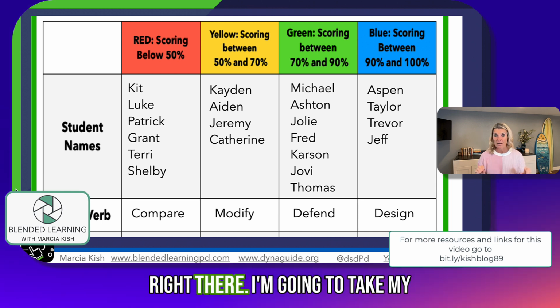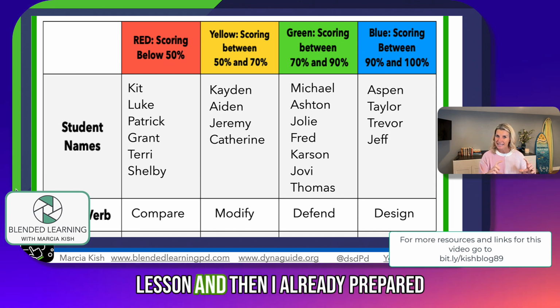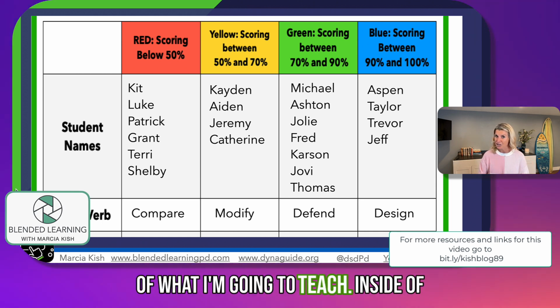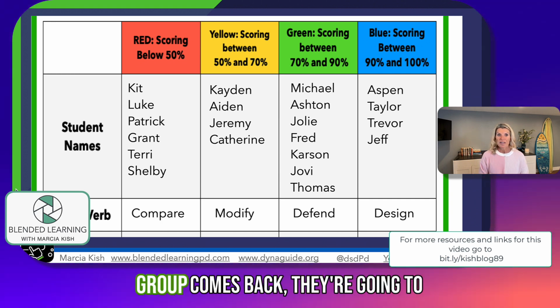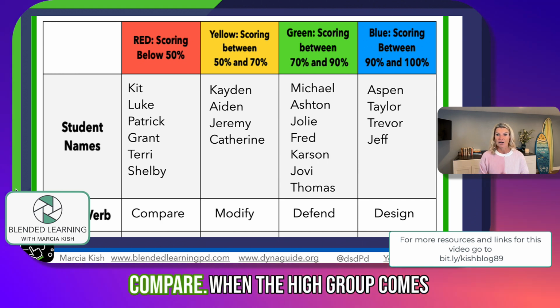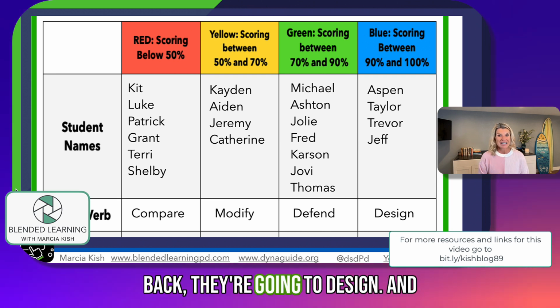Now, I can stop right there. I'm going to take my lesson that I already prepared of what I'm going to teach inside of my small group, and I'm just going to change the verb. When that red group comes back, they're going to compare. When the high group comes back, they're going to design.